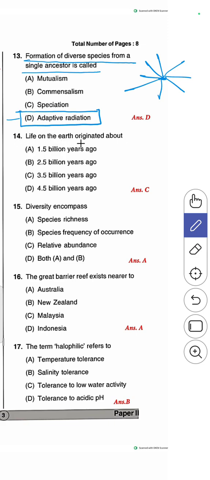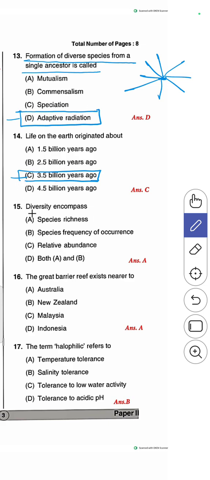14, life on earth originated about... that is 3.5 billion years ago. So it is a direct answer. Life on earth has been originated around 3.5 billion years ago.